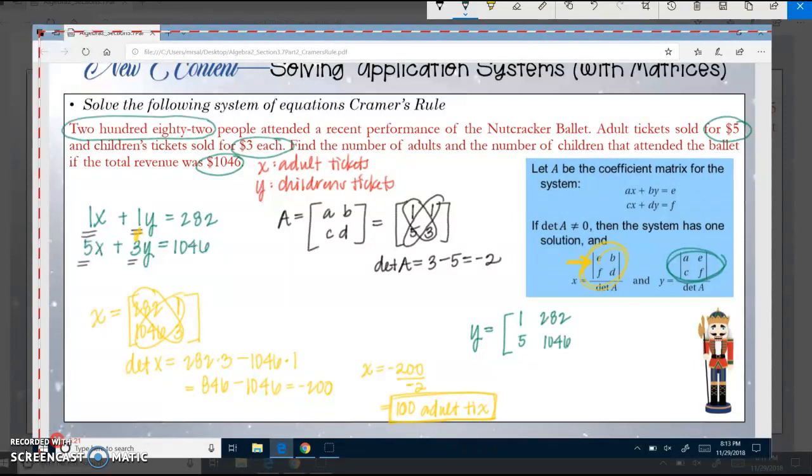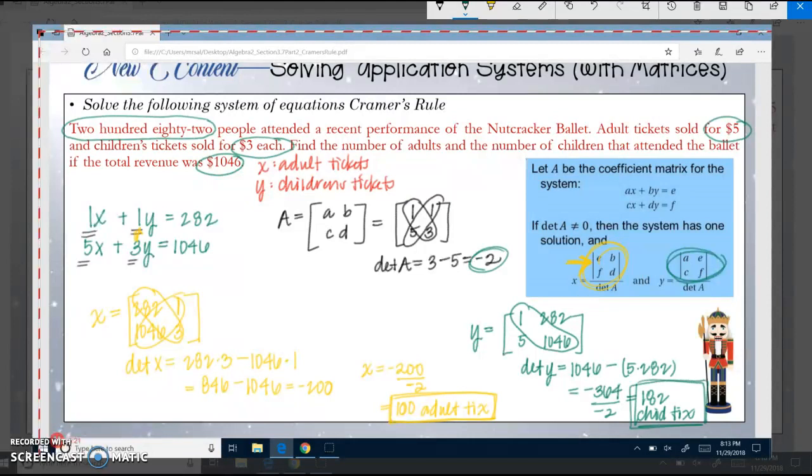So to find this determinant of Y, we've got 1046, that's our A times D, and then minus 5 times 282. So if you just plug that whole expression into your calculator, 1046 minus 5 times 282, you end up with negative 364. Divide that number by our A determinant of negative 2. And when you do that, you get a Y value of 182 children tickets or child tickets.